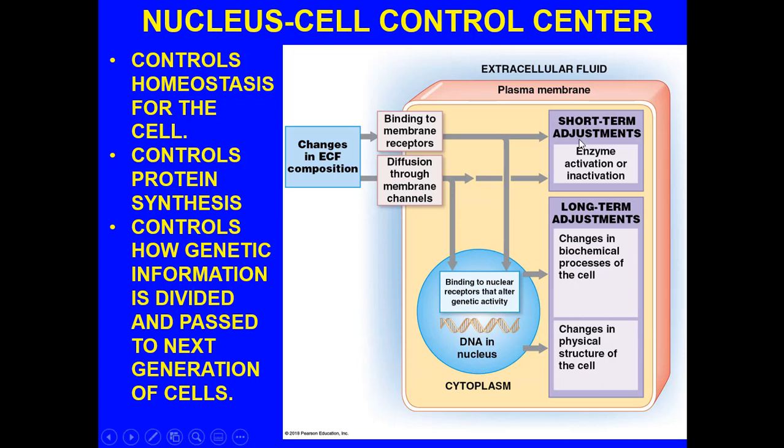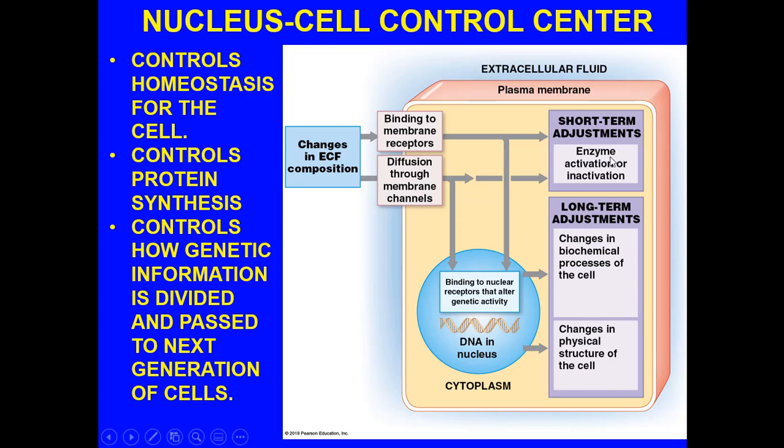If we have changes in the extracellular fluid, we're going to note this through the binding to membrane receptors or diffusion through the membrane channels. These may cause changes in genetic expression because there will be nuclear receptors, and these are sort of like little proteins that grab onto whatever is being exported, brought into the cell, and they will alter the genetic activity. They'll either turn it up or turn it down.